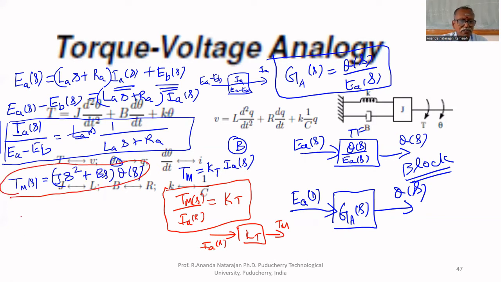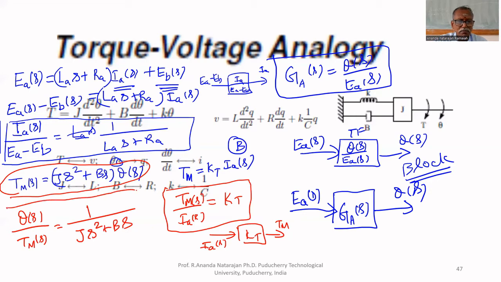Now the output is theta of S and the input is Tm of S. That is equal to 1 upon J S square plus B S. This is another block, which can be represented like this: theta of S upon Tm of S. The input is Tm of S, and the output is theta of S.